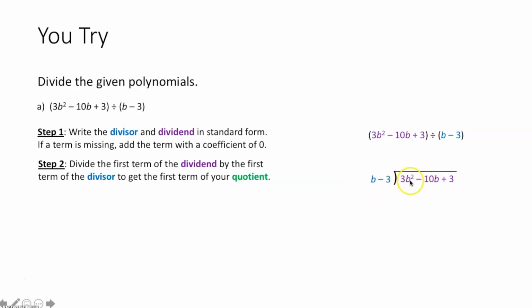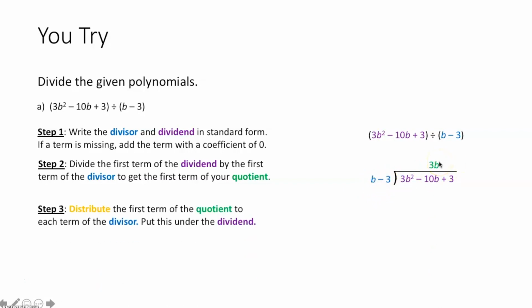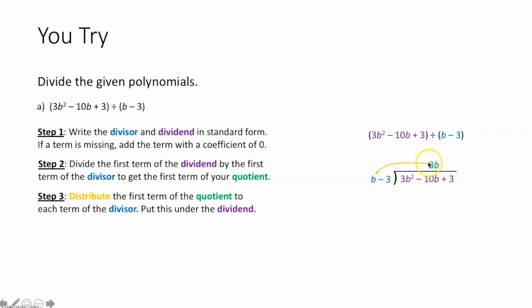So what's 3b squared divided by b? That's going to be 3b. So we put that over our second term of our dividend because there's 2 terms in our divisor. And now we go ahead and we take that 3b, distribute it to each term of the divisor. So 3b times b is 3b squared. That's why we did it. And then 3b times negative 3 is negative 9b.